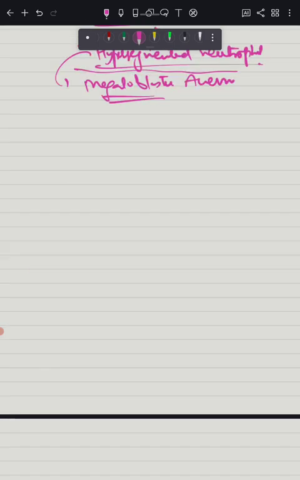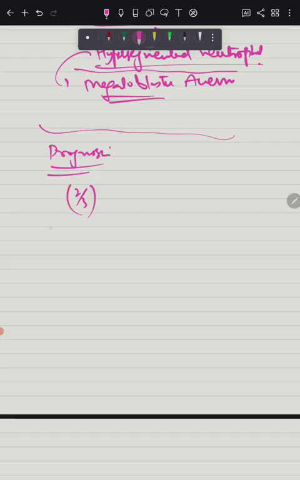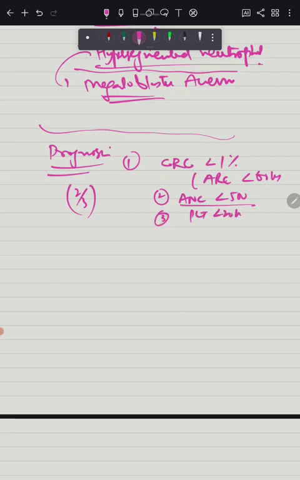Now, what is the prognosis? You see, we say severe disease when any 2 out of 3 are present. One is corrected reticulocyte count, CRC, less than 1%, or absolute reticulocyte count less than 60,000. Second is ANC of less than 500. Third is platelet count of less than 20,000. When 2 out of 3 are present, you will label the disease as severe disease.